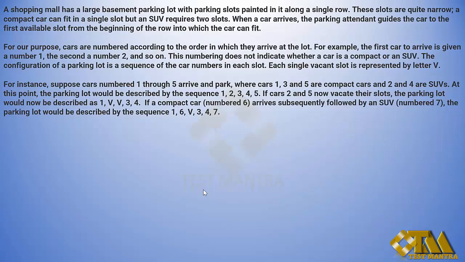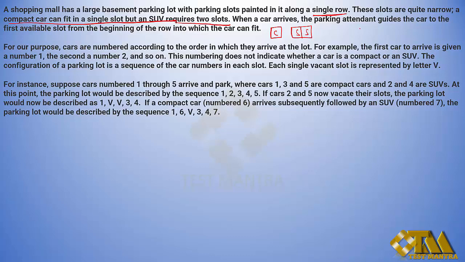So let's see. It's given that a shopping mall has a large basement parking lot with parking slots painted in it along a single row. So it's already given, it's a single row available. These slots are quite narrow. A compact car can fit in a single slot, but an SUV requires two slots, right? So suppose I have a compact car, for that I need one slot, but if I have an SUV, for that I need two slots here.